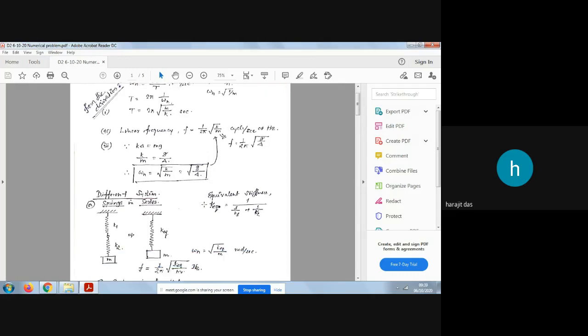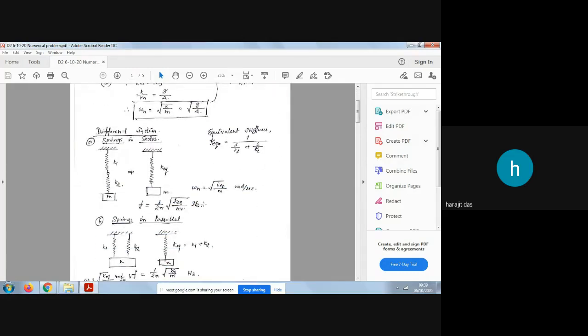Another important thing is the connection of the springs, which we also studied in the last lecture. You can see this is a series connection, meaning end to end connection of the springs. One mass is there, so this is a single degree of freedom system. What is the important logic to find the equivalent stiffness? Because k is the spring constant or stiffness of the system.